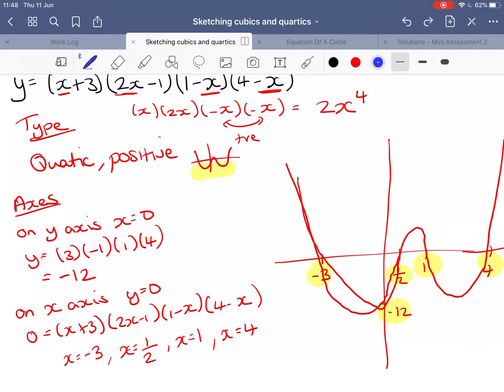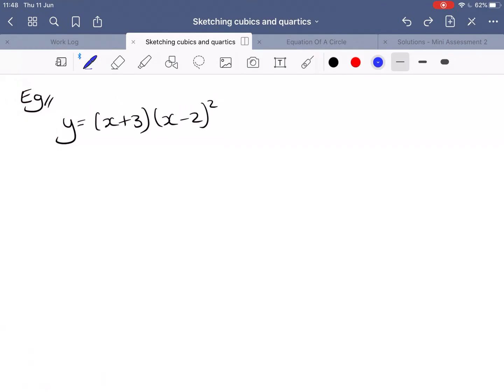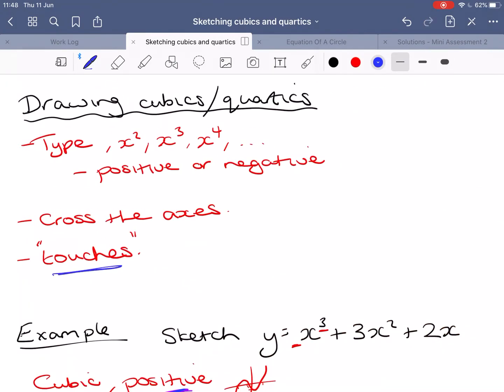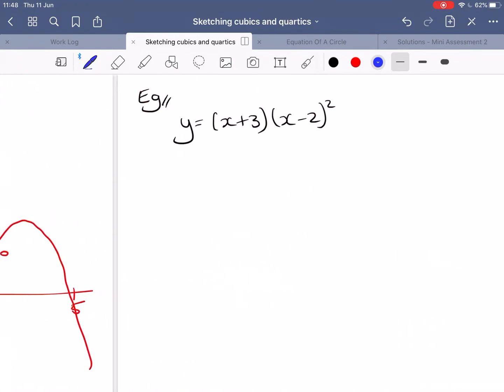Okay, so let's have a look at another example, because this is introducing, if I go back, this thing here, touches, and I'm going to explain that with this example next.